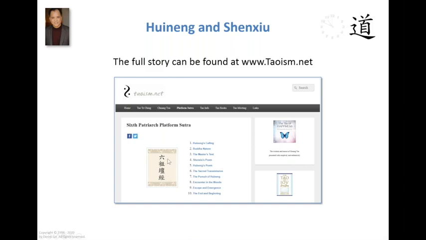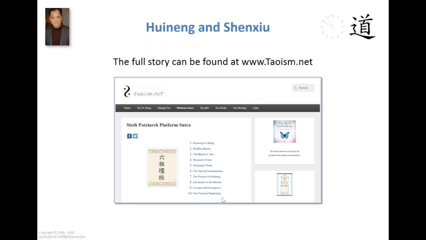六 is Mandarin for 6. 祖 means patriarch, like a spiritual leader. 坛 is platform, and then the last character, 经, is sutra. Sutra or classic. And this is divided into 10 sub-chapters. All of these come from chapter 1 of 六祖坛经, the 6th patriarch platform sutra.